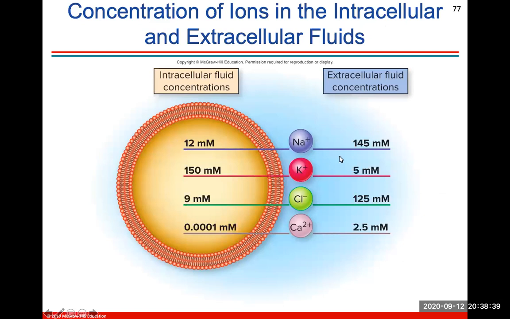So here just shows you the regular or normal concentrations of sodium, potassium, chloride ions, and calcium ions, but the big ones are sodium and potassium. And I just want you to know that there's more sodium outside the cell and there's more potassium inside the cell.